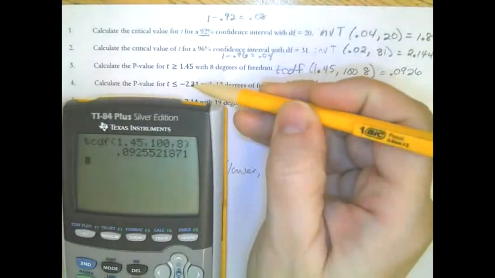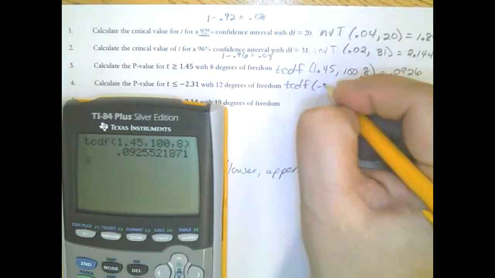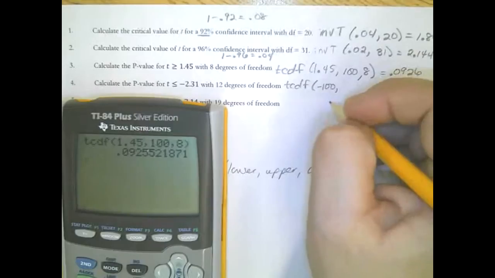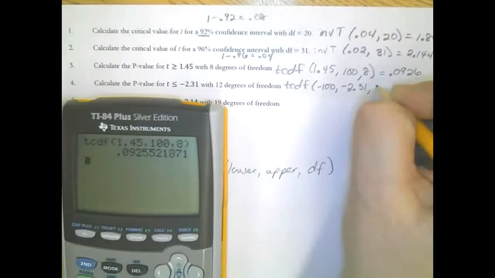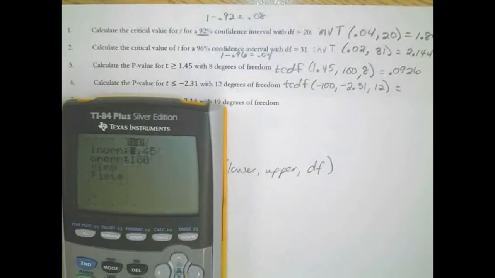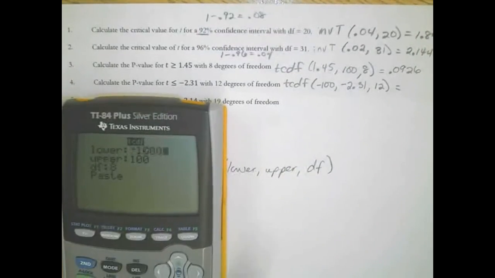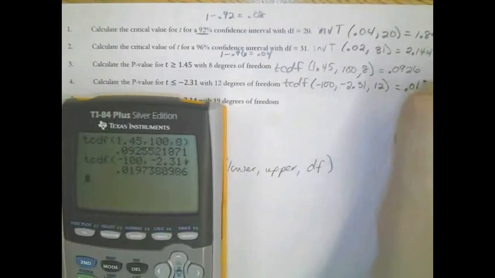So my lower is everything to the left of that, so maybe negative 100. The highest value I want is the 2.31, so negative 2.31, and my 12 degrees of freedom. So again, you just go to the function, TCDF, negative 100, oops, I said 1,000, that's okay, negative 2.31. Negative 100 might be overkill, but it doesn't hurt to have a bigger number. We hit enter, and it's 0.0197. So that's a lower p-value.